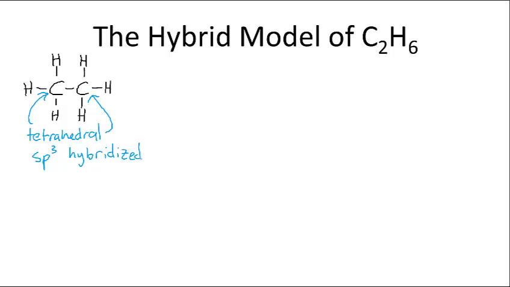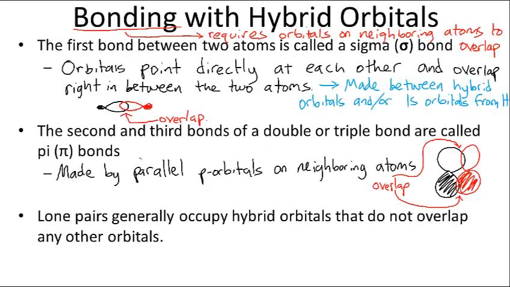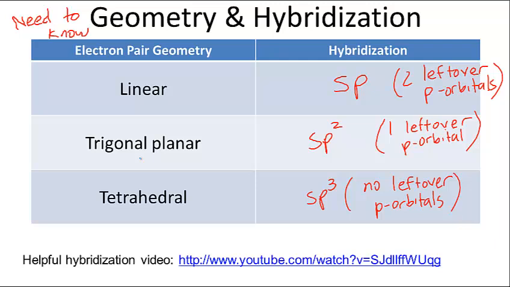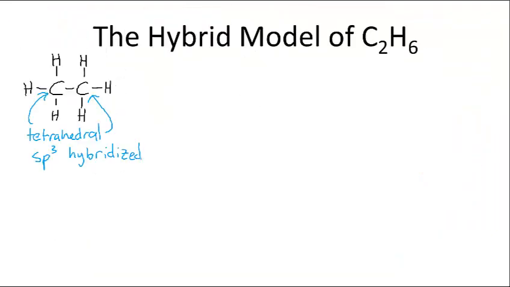What kinds of bonds are shown up there? All sigma bonds. There are no pi bonds here. I know there are no pi bonds because I don't see any double or triple bonds. Also, I determined the hybridization was sp3, and when there's sp3 hybridization, how many p orbitals are left over to make pi bonds? 0. So when something's sp3 hybridized, it's not making pi bonds. So these are going to be all sigma bonds.